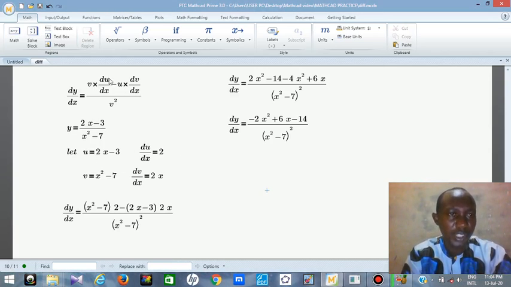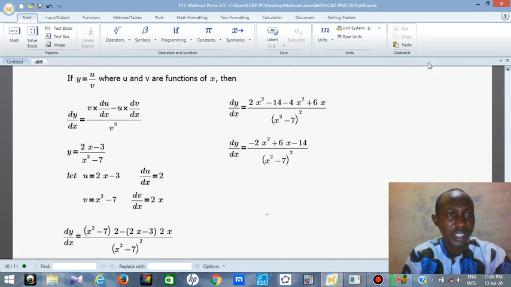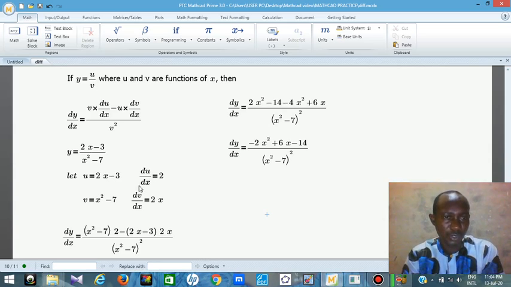All you need to know is, remember this formula. What does quotient rule say? It says if y is equal to u over v, so what are you doing now? Let the numerator be u, let the denominator be v. You can see it here. Then differentiate them, since u and v are functions of x. So du/dx is going to give us 2, then dv/dx is going to give us 2x.